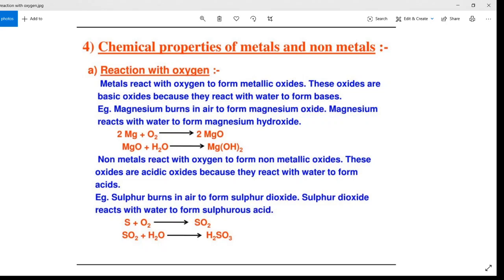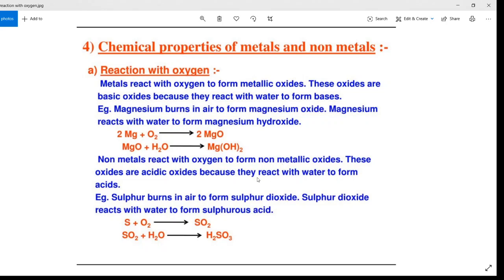When metals react with oxygen, they form metallic oxides, which are always basic in nature because they react with water to form the bases. Here is given the example of magnesium. When magnesium ribbon is burned in the presence of air, it forms magnesium oxide, and when this magnesium oxide is dissolved in water, it makes magnesium hydroxide, and this is basic in nature.